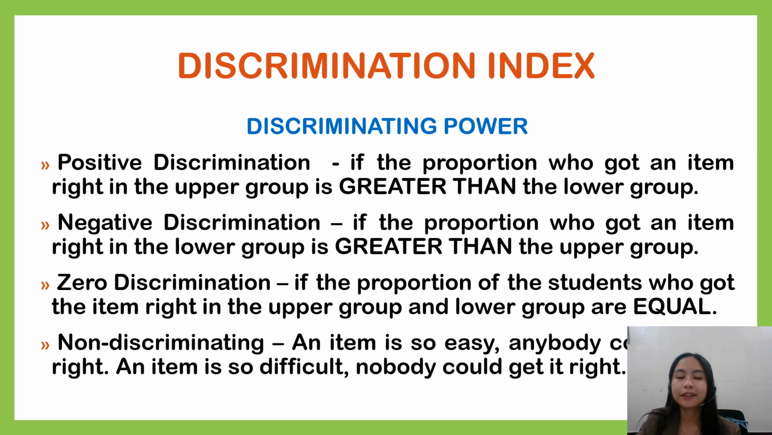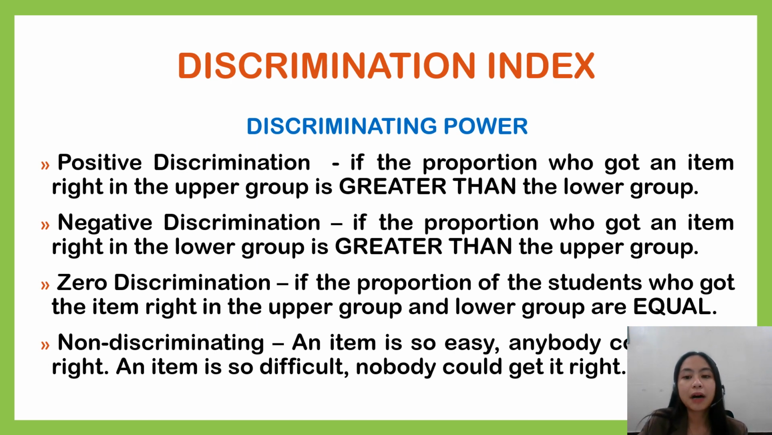So, meron tayong 4, positive discrimination, negative discrimination, zero discrimination, and non-discriminating power. So, sa positive discrimination, if the proportion who got an item right in the upper group is greater than the lower group. So, kapag mas marami ang nakatama from the upper group, the discriminating power is positive. No? Pero kapag mas marami naman ang nakatama from the lower group kesa sa upper group, ang discriminating power niya is negative.